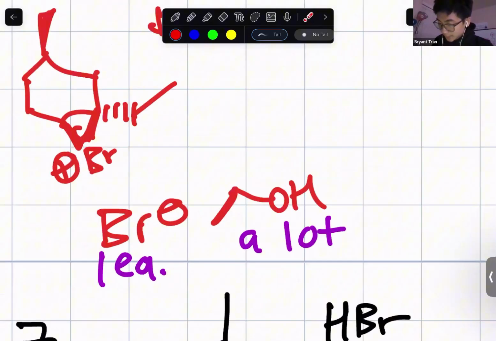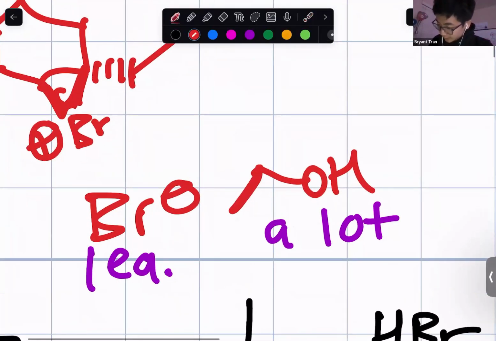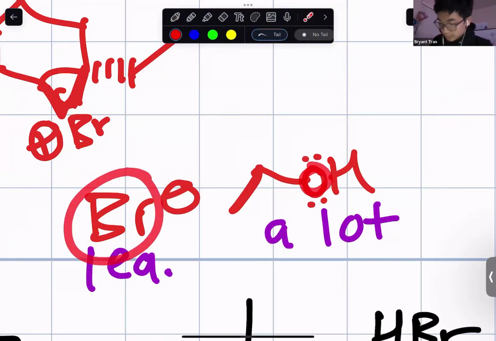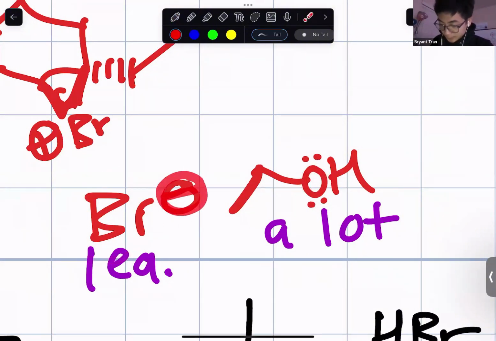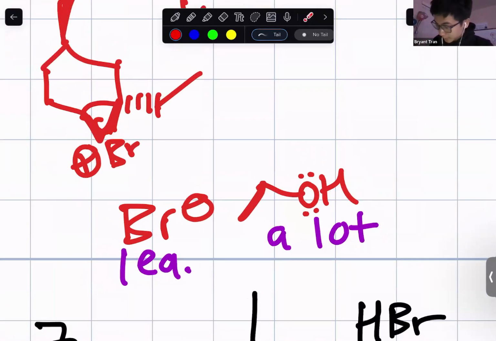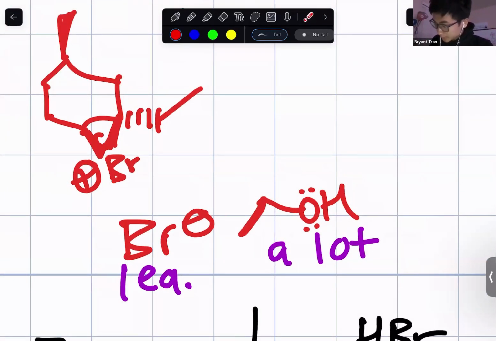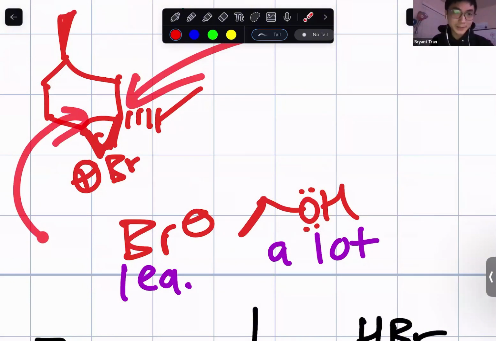right? Another reason you could think about is the electronegativity of these atoms. Bromine is more electronegative than oxygen, so it wants to keep its electrons. It doesn't really want to give it up and attack an electrophile. Whereas oxygen is less electronegative than bromine, so it's more willing to give up its electrons and attack an electrophile, right? Now, if this is our nucleophile here, will it attack the more sub carbon of the bromonium ion ring or the less sub carbon of the bromonium ion ring?